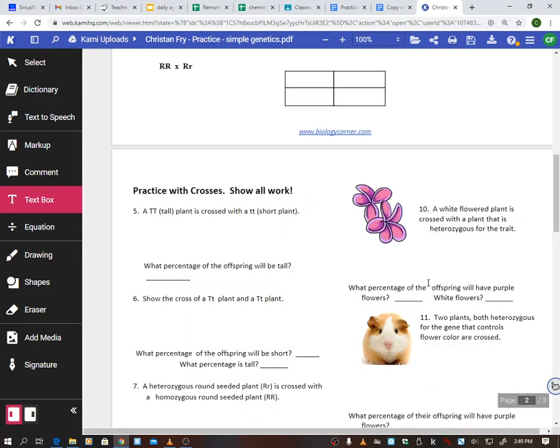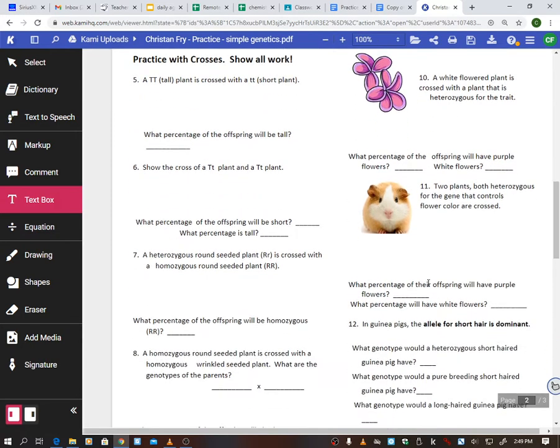Now then, let's go down here. We're going to do practice with crosses. It says to show all of your work, so make sure if you're doing this on Cami that you're drawing the boxes. Or you could just draw it on a piece of paper and send me a picture of what you've done. Make sure you have the number with your work out beside it though.